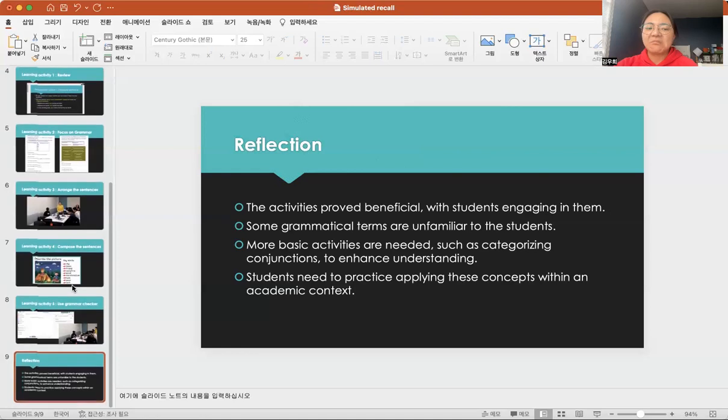Overall, I got some other missions for my class improvement, and I will improve my class after reviewing the recording of my class.